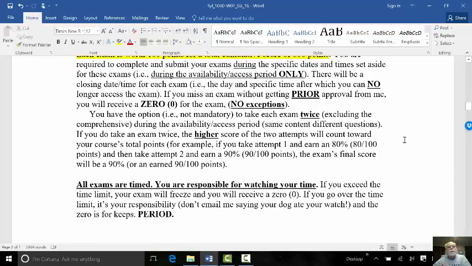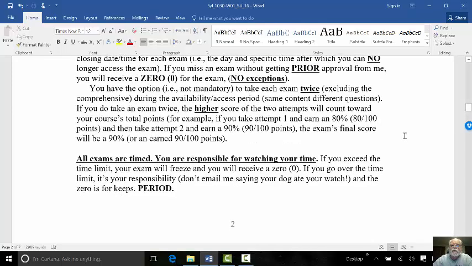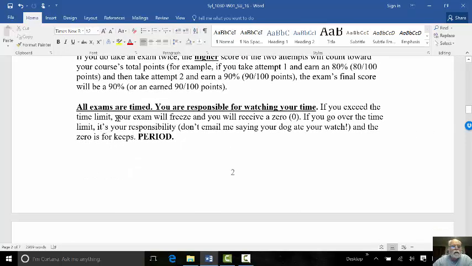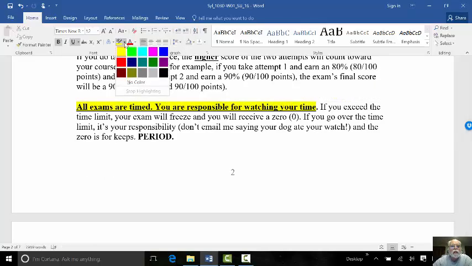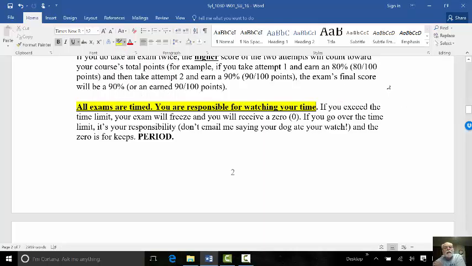Notice this, that you can take an exam twice. If you want to. You have to take it once, but if you don't like that first score, you could take it a second time. And the higher of the two scores is what I look to and what is used as your grade for that exam. All exams are timed, and you are responsible for making sure that you watch your clock.